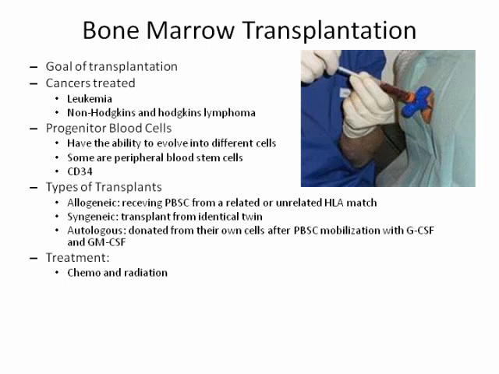Usually they're looking at the CD34, going back to hematology, those stem cells are CD34 positive. A couple different types of transplants. There can be an allogeneic type of transplant. This is receiving peripheral blood stem cells from a related or unrelated HLA match. Syngeneic, of course, would be the way to go, the transplant from an identical twin. Or you can have autologous. That is where you donate your own cells as cord blood, saving your cord blood.